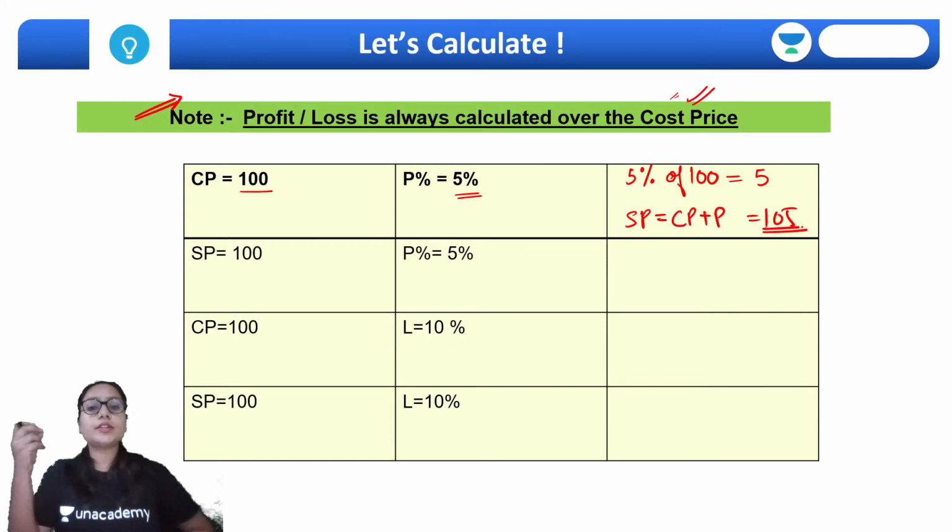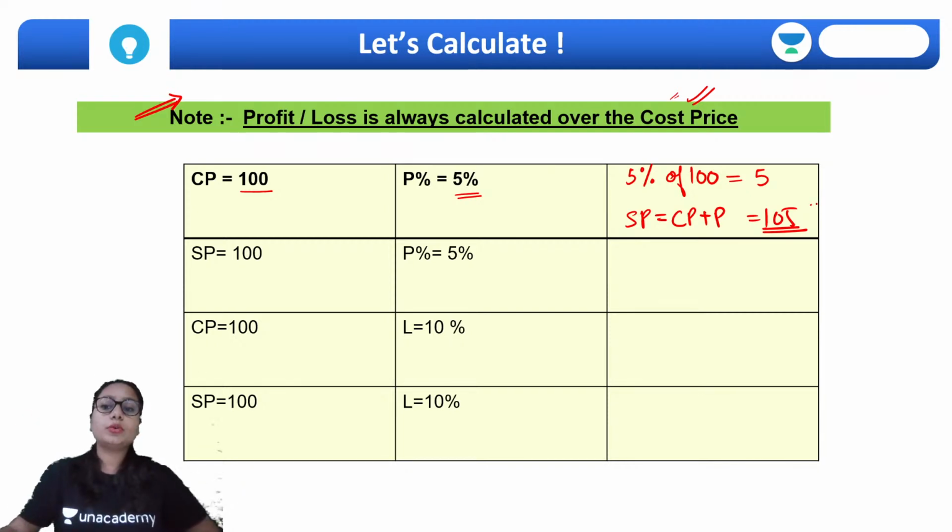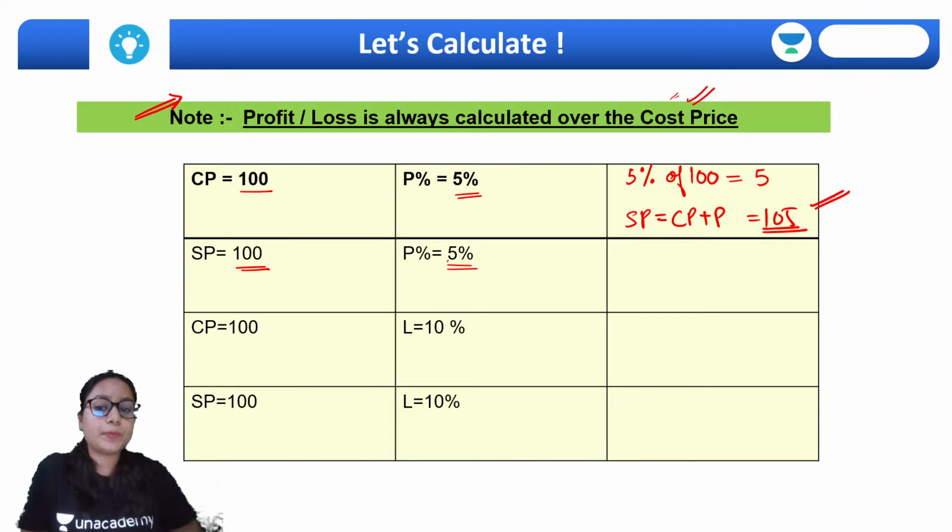So there is no need to learn any formula. You can do it directly using this method. Yes, correct guys, 105 is the right answer. Great, very good. Now if my selling price is 100 and the profit percent is 5%, how do we calculate the cost price?